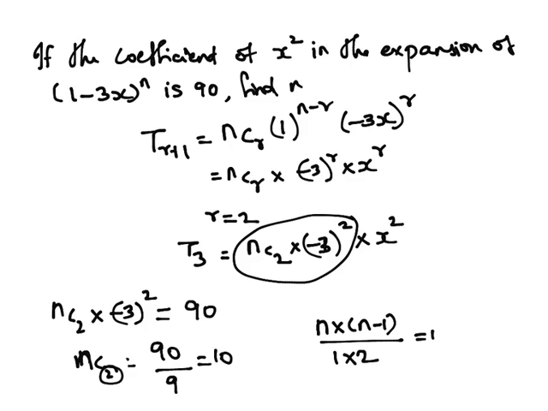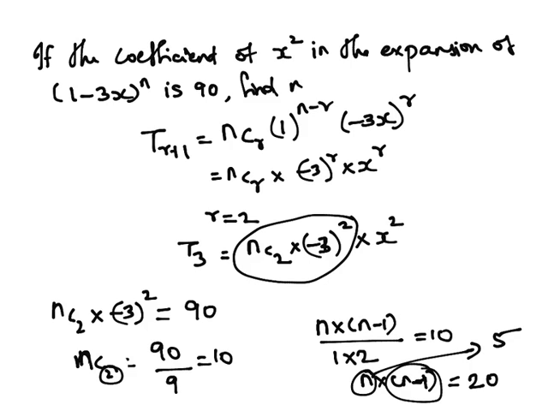So n into (n minus 1) equals 20. We know that n and n minus 1 are both consecutive natural numbers, isn't it, students? So just think, when do I get 20 if I multiply two consecutive natural numbers? It's very simple, 5 and 4. 5 into 4 is 20. So basically it means that n has to be 5. So the answer for this particular question is 5. I hope this is clear.